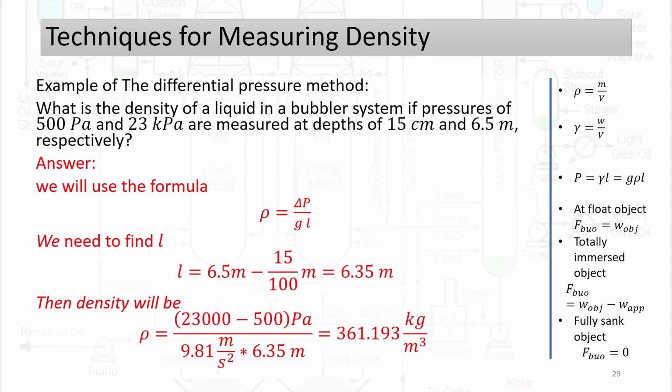So as an example, let's take this example. What is the density of a liquid in a particular system, if pressures of 500 Pascal and 2300 kilopascal are measured at depths of 15 centimeters and 6.5 meters respectively?